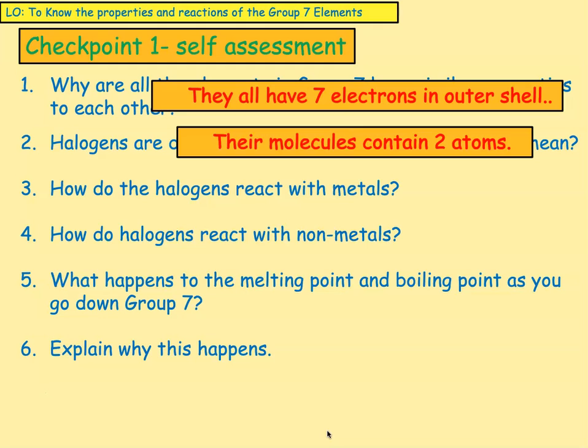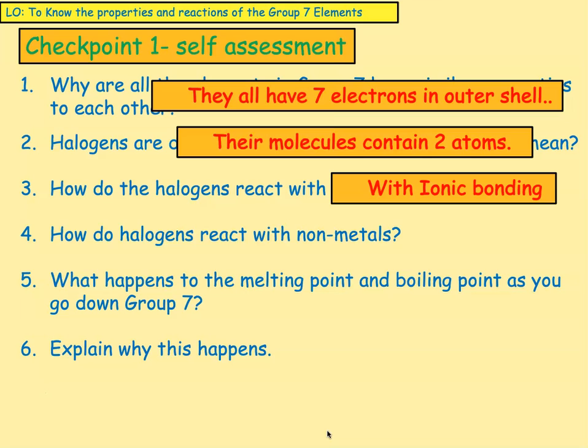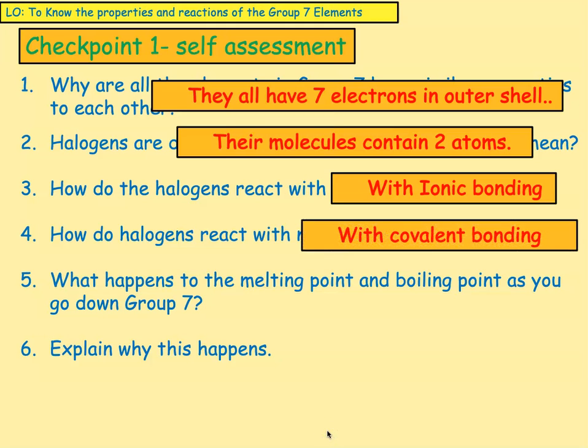How do halogens react with metals? They react with ionic bonding. How do halogens react with nonmetals? They react with covalent bonding.